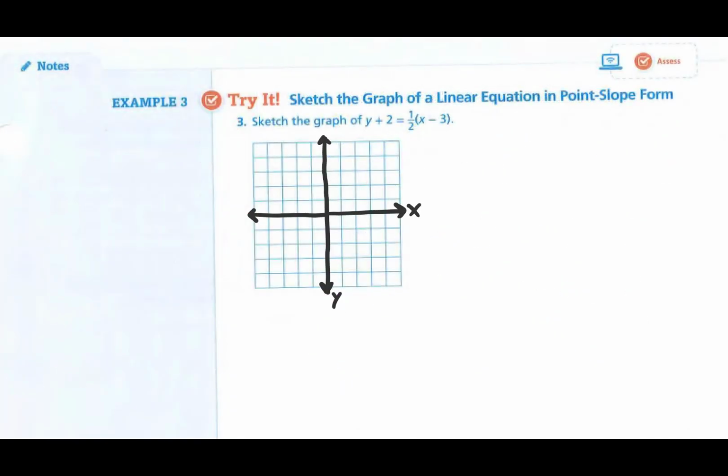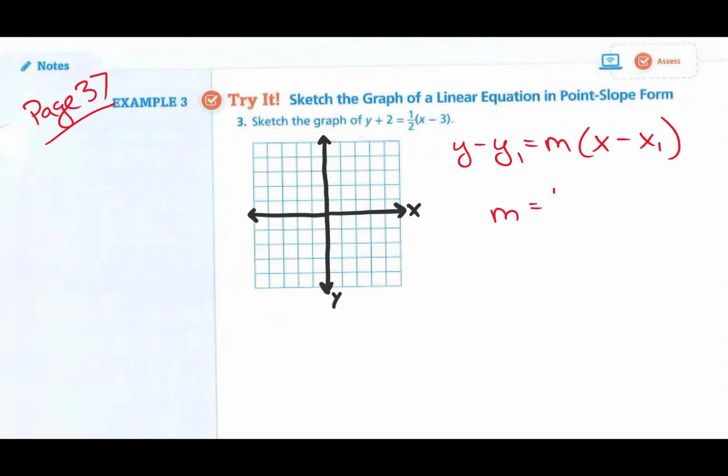Moving on to example 3. So now we are, let's see, this is on page 37. There we go. So for example 3, now we want to sketch a graph. So they give us an equation, and this is in your y minus y1 equals m times x minus x1, our point slope form. And so from the equation, we know that our slope is this 1/2, right there.